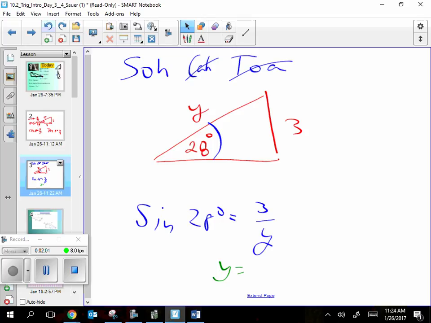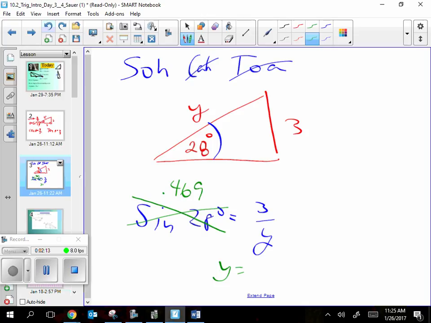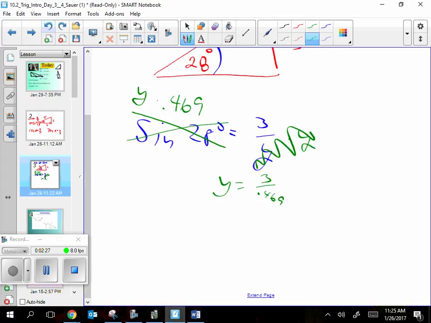But all right, what was sine of 28? Just give me your first couple of places. 0.469. Okay. And then I'm going to multiply both sides by y. Why am I doing that? To get the y alone. Now I have to divide both sides by 0.469. What does 3 divided by 0.469 come out to be? 6.39? Would you agree about 6.4-ish? Raise your hand if you had that.